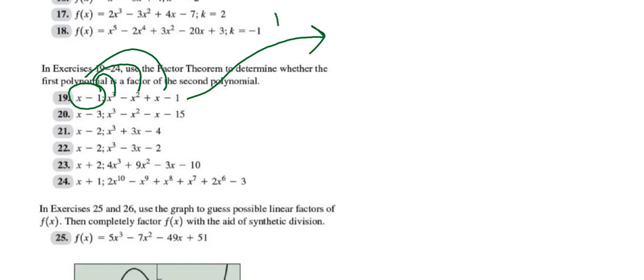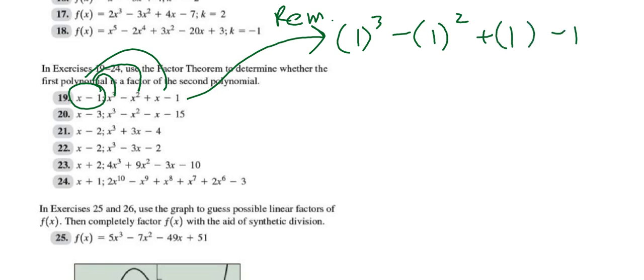If we had to do it with the remainder theorem, they didn't ask that, but if they did, you would obviously be plugging in 1 to the third, minus 1 squared, plus 1, minus 1. You'd figure out what that was. But if you want to use synthetic division, it's okay, because they didn't specify I had to use the remainder theorem here.